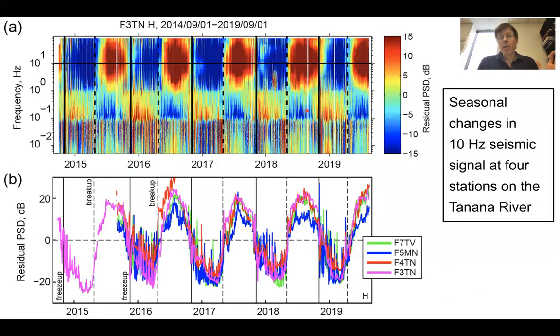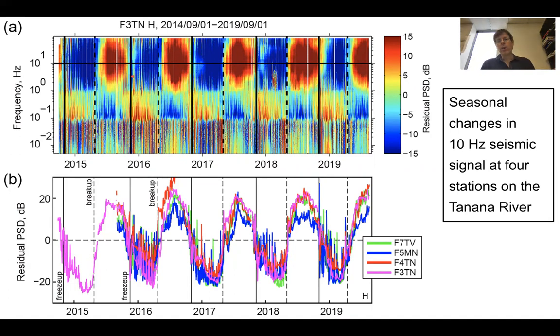So we can look at a residual spectrogram, how things are changing relative to the background as a function of time. And we see here, so this is 5 years of continuous recordings at this station. And we can see this booming red and blue signal back and forth. And the vertical lines shown here are the dates of breakup as a dashed line and freeze up when the river freezes as a solid line.